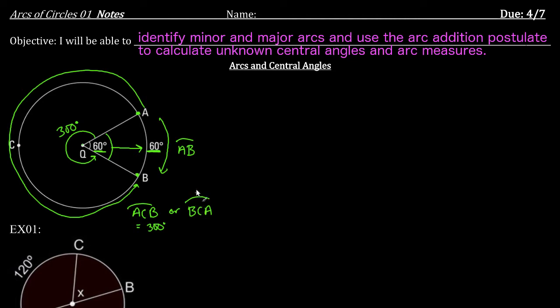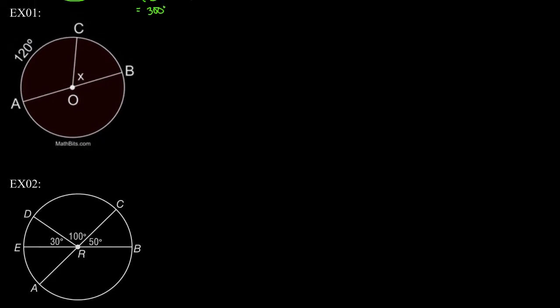Okay? Now, let's go through a few simple examples. So right here, we are going to calculate the measures of various arcs and central angles. So let's start with our central angle. You see how this arc AC is 120 degrees? That means this central angle right here is 120 degrees. So that means angle COA is 120 degrees.